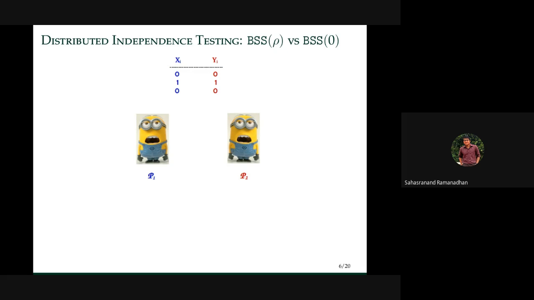If you think of these zeros and ones as minus ones and plus ones instead, so if the expectation of xy in that case is equal to rho, then we say that the source is a binary symmetric source with parameter rho. So we want to test if the source is a binary symmetric source with parameter rho, or does it have parameter 0. What I mean by parameter 0 here is that the two observations are independent. If x and y are independent, then their correlation will be 0. So their joint distribution is a product distribution. So we want to test if they have a joint distribution BSS rho or if they have a product distribution.